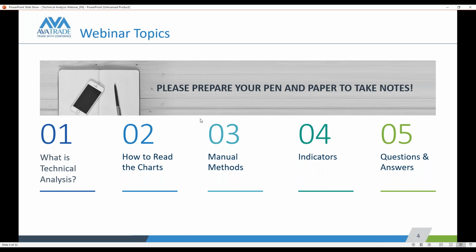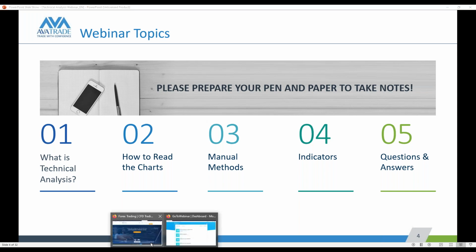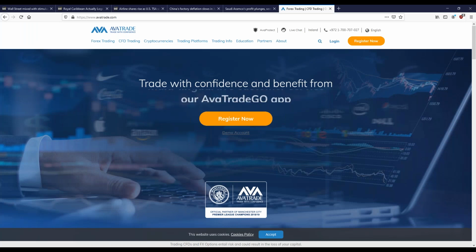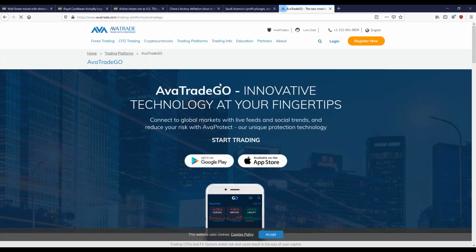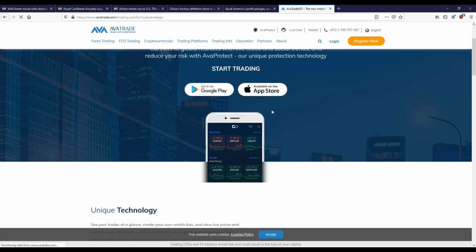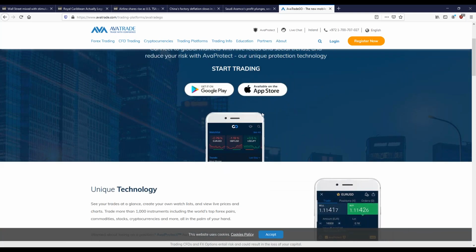When we have the time, I'm happy to go over as many assets as possible. So let's take a quick look at the fundamental news, even though this is a technical analysis webinar. As I promised, here's the AvaGo app. On our website, just go to Trading Platforms, click on AvaTrade Go, and you can download the app from either of the two main app stores for your mobile devices.